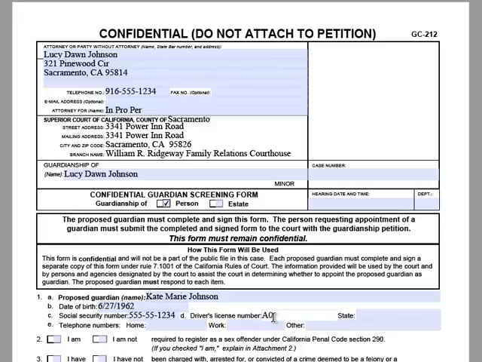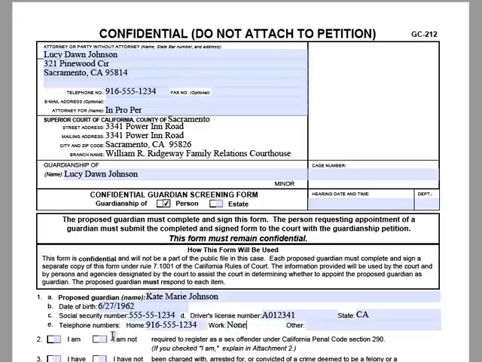What if I decide with my husband that we should both ask to be guardians? There was only one spot to write the name, date of birth, and so on. Each proposed guardian must complete their own confidential guardian screening form. This form is about you. Your spouse would complete a separate form.